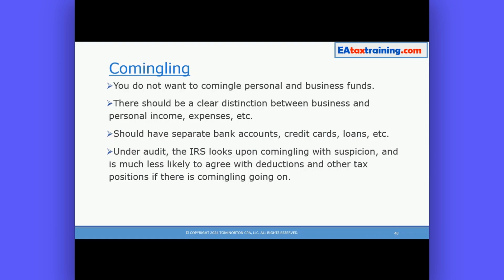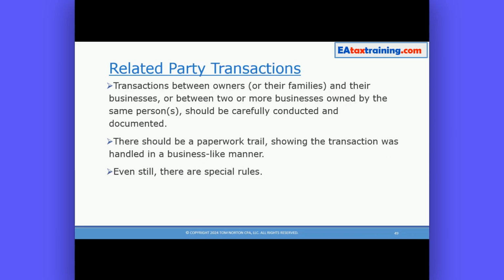We're just going to call it all personal. It's a personal bank account. We're going to call it all personal. And again, you could lose a lot of those deductions. So you want to keep things separate. And it also just looks suspicious to the IRS when you've got these things all mixed together.